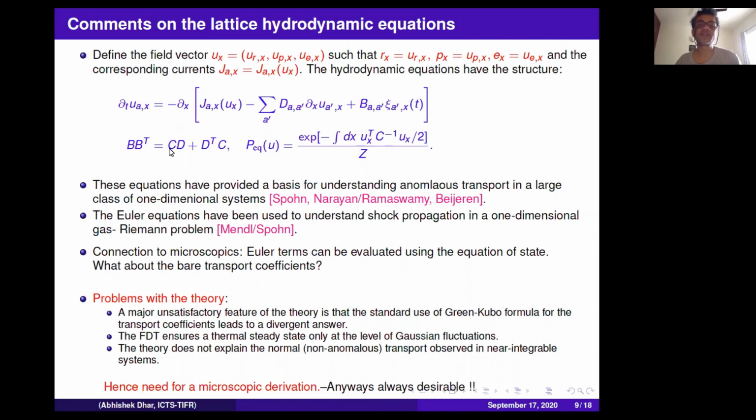So BB transpose is CD plus D transpose C, where D is the diffusion matrix and C is the equilibrium correlation matrix in the system. This is basically the statement of fluctuation dissipation, and C is the correlation matrix of these fields. It's basically a 3x3 matrix, C, and similarly D. In equilibrium I have these hydrodynamic fields, and then there are fluctuations, and if I just look at Gaussian fluctuations, then the distribution of the fields is given by this equilibrium measure.